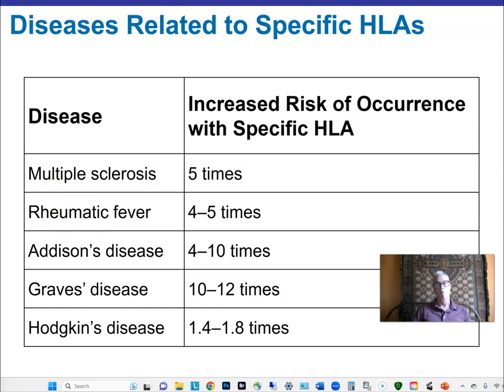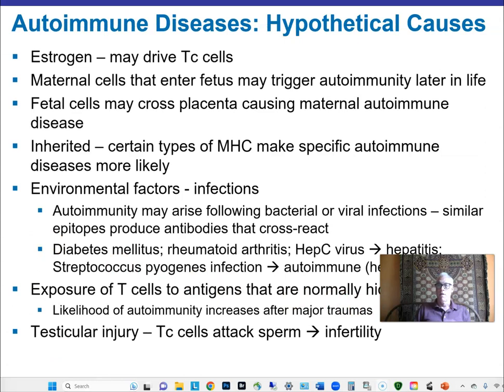Anyway, you see all these different autoimmune diseases. Graves' disease is a disease of overproduction of thyroid hormone in the thyroid gland. Addison's disease is destruction of the adrenal cortex, so you don't produce the stress hormone cortisol or the blood volume and salt regulator aldosterone. Hodgkin's disease is a cancer of the lymphatic system in the lymph nodes, forming large hard masses of lymphocytes. Didn't know it was classified as an autoimmune disease. All right.